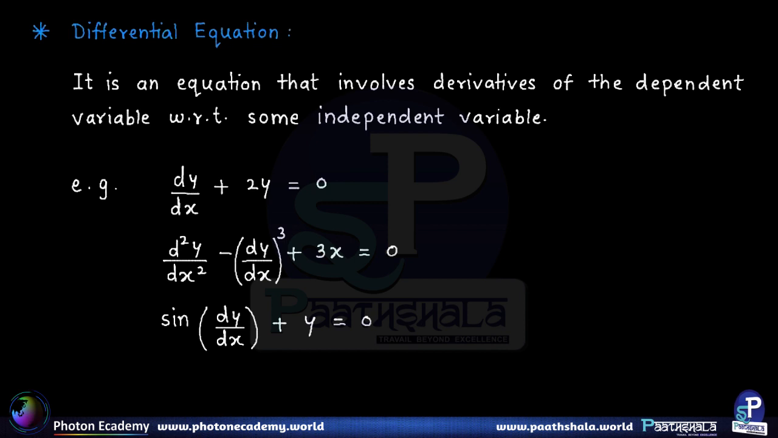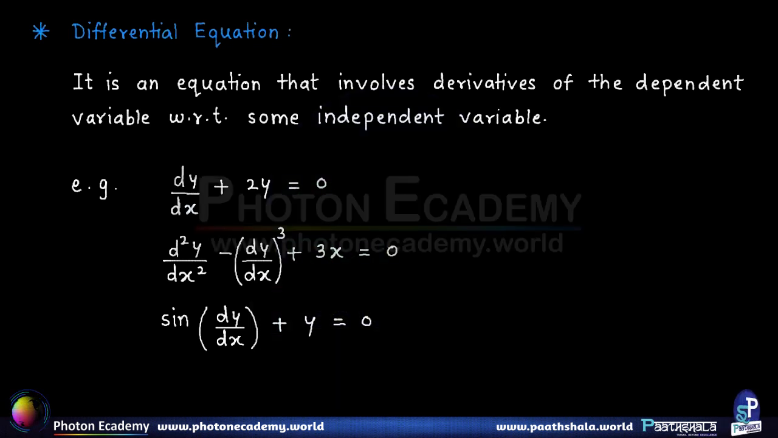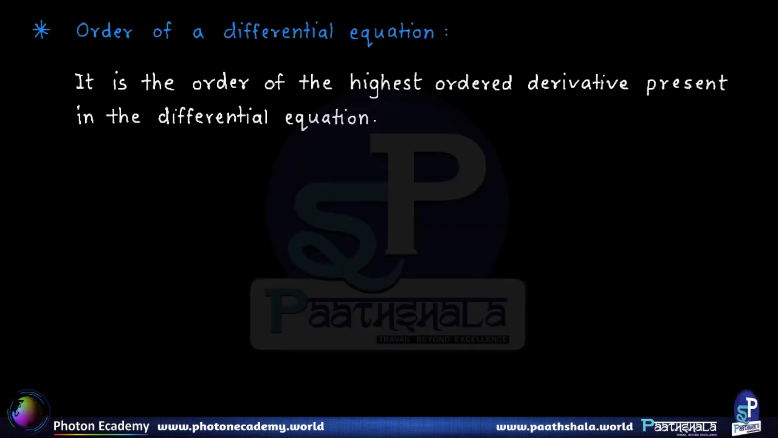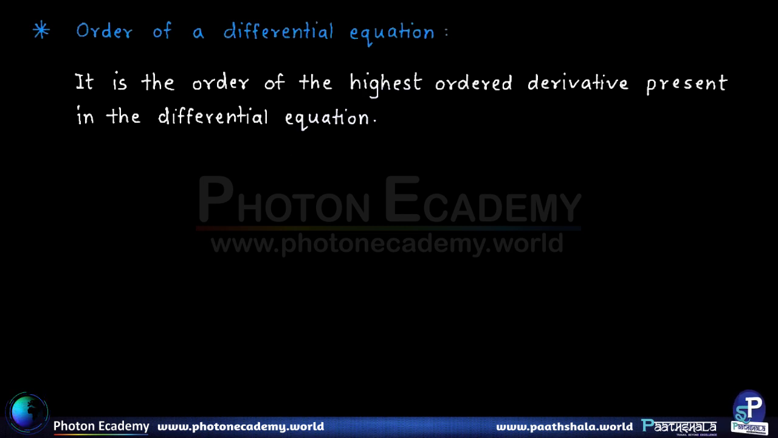Now with respect to a differential equation, there are two important terms defined. They are called order and degree. Let us understand the meaning of each of them one by one. First, we have the order of a differential equation. By order we mean the order of the highest order derivative present in the differential equation. Looking at any given differential equation, we can easily make out the highest order derivative present, whether it is first order, second order or third order and so on. Whatever is the order of that derivative, the same is called the order of the entire differential equation. That is how we find out the order.